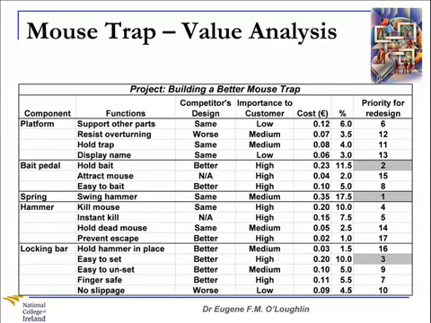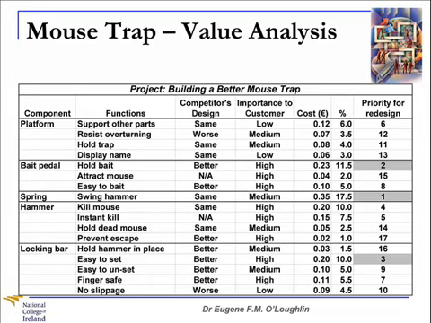So for example, we can see once again looking at the platform component, the function support other parts, well, our design is the same as that of a competitor's. The resist overturning function, our design, or the competitor's design, is worse than ours. Hold trap, ours is the same. And we can look down through the list here where we can see where our competitor's design is the same, better, or worse than ours. In a couple of instances there, you can see that there's not applicable. If there's nothing in the competitor's design that can be compared, just leave it as NA.